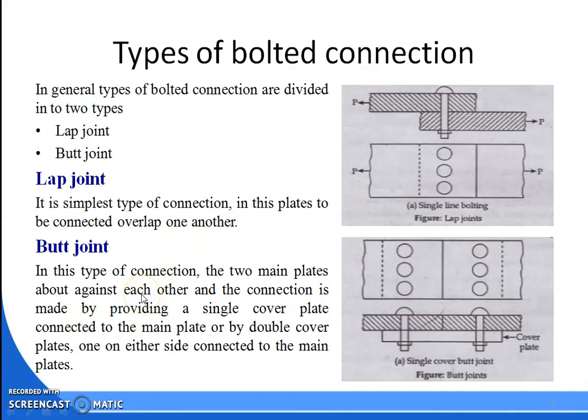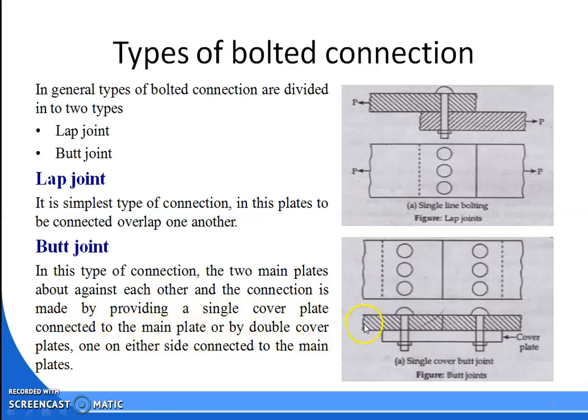Then the second one is the butt joint. Here there are two main plates, and then another plate, a cover plate, is provided here, or you can provide it on the upper side also. After that you connect this cover plate with the main plates with a bolted connection. So in this type of connection, two main plates abut against each other and the connection is made by providing a single cover plate connected to the main plates.